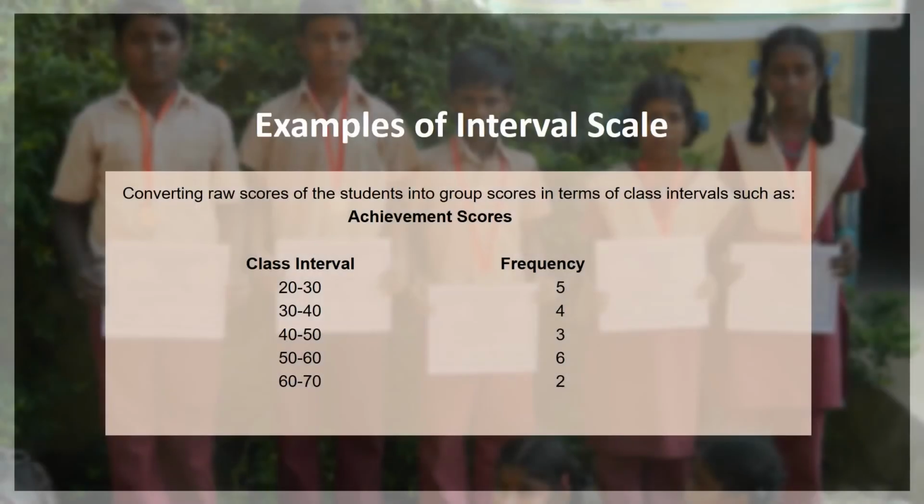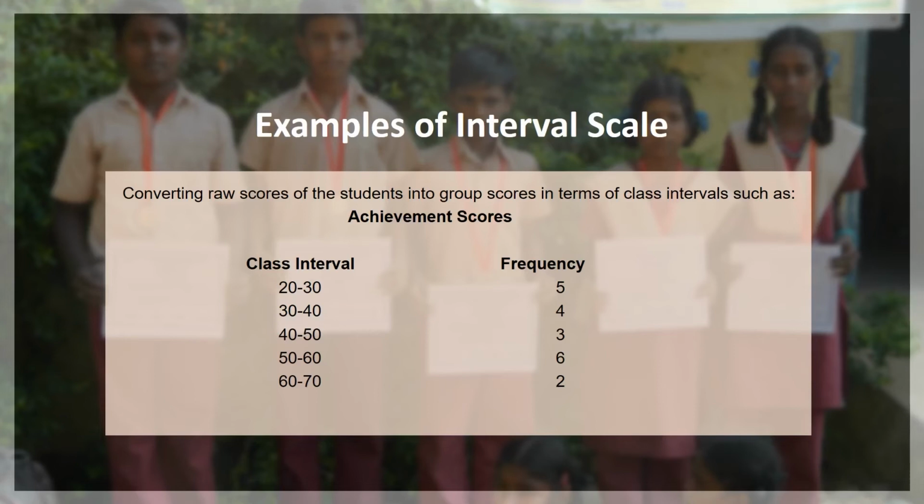Here you see I have given one example, when you convert raw scores into group scores in terms of class intervals. Let us convert achievement scores into class intervals. The lowest score is 20 and the highest score is 70, and we have made 5 class intervals. 20 to 30, the number of students, the frequency, is 5, then 30 to 40 frequency is 4, 40 to 50 frequency is 3, 50 to 60 frequency is 6.